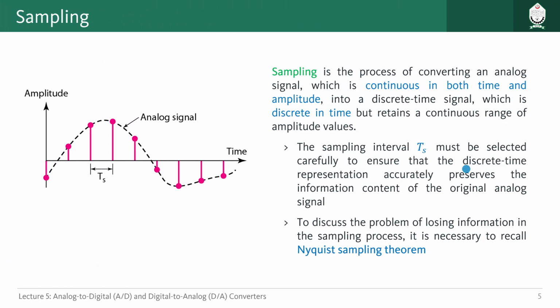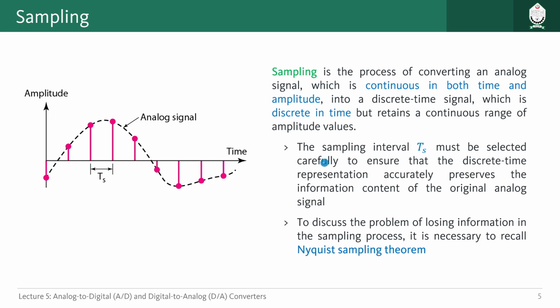Then, as we have briefly learned about all of the steps that relate to the analog to digital conversion, now let us look into the details of each of the cases. So let us first start with sampling. Sampling is basically the process of converting an analog signal, which is continuous in both time and amplitude, into a discrete time signal, which is discrete in time but still continuous in amplitude.